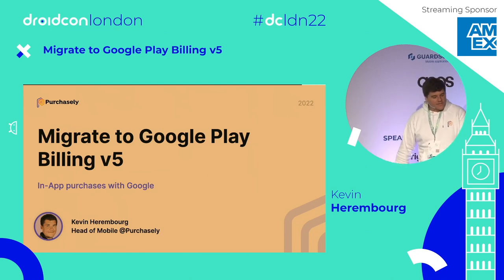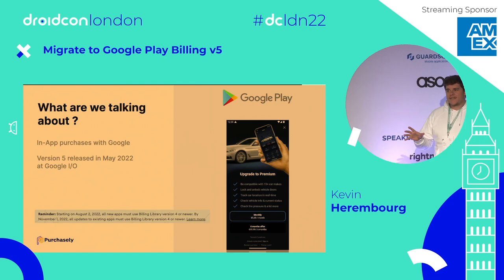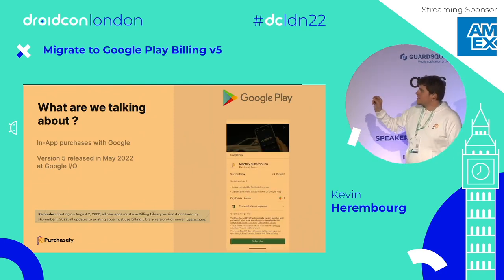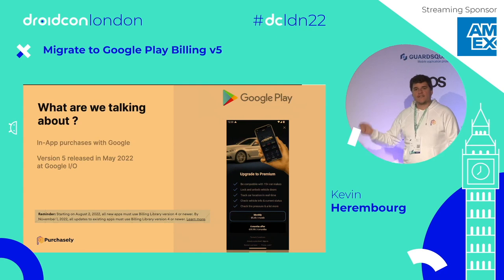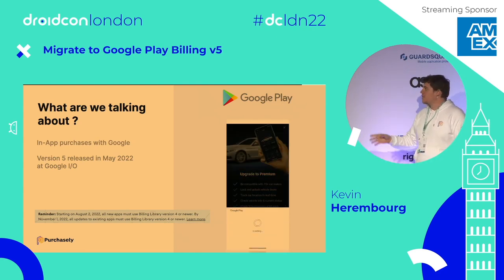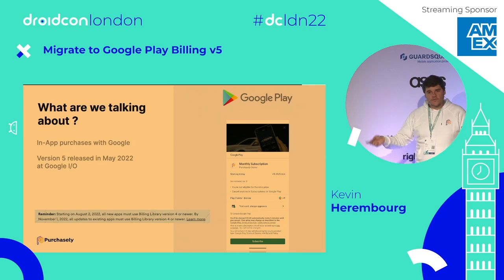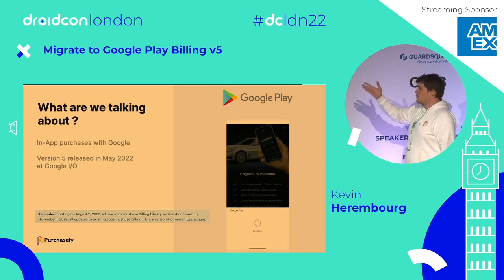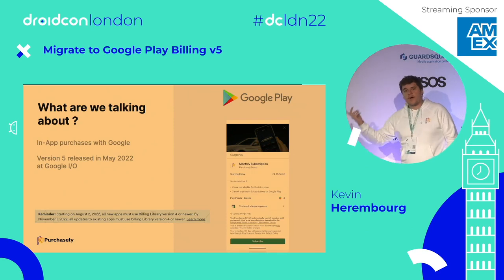It's a new version that was released 4 months ago by Google. So what are we exactly talking about, just so that everybody is on point? We're talking about in-app purchases inside your applications. If you want to provide digital goods to your customers, you need to use in-app purchases with Google if you provide your applications through the Google Play Store. That's what we do at Purchasely, and that's what I'm here to talk to you about.